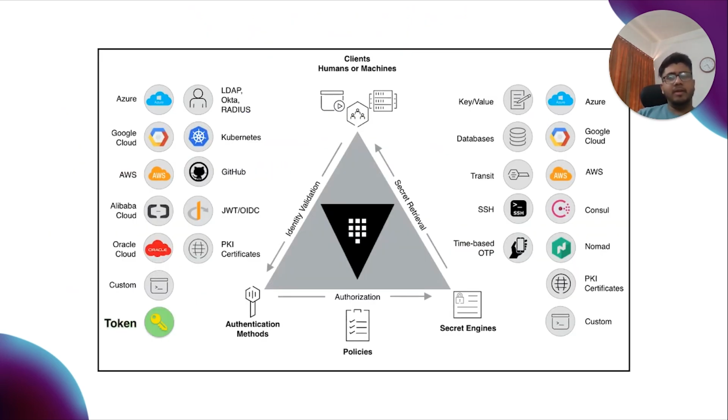So yeah, here are some of the authentication methods and engines: key value, databases, the transit engine, which I already told for encryption. Apart from that, it also works with Azure, GCP, AWS. We can use Consul here as a backend, and some of the authentication methods can be LDAP, Okta. We can also integrate with GitHub. Apart from that, we can also use JWT tokens, OIDC tokens. We can also use PKI certificates over here.